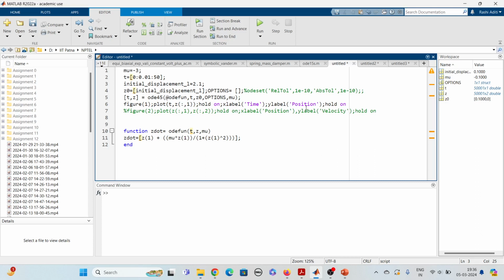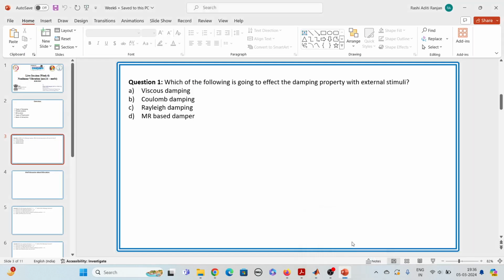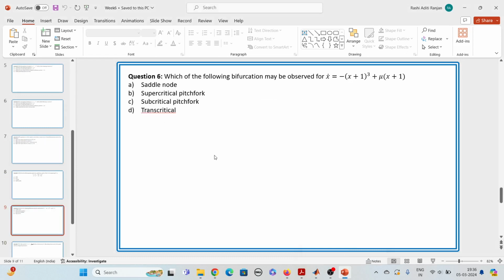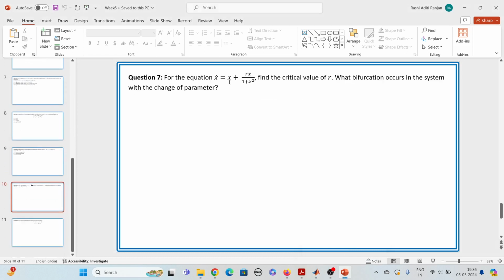If you see this equation, this is actually your question number 7. I'll share it in the PPT. In question number 7, you have x dot equals x plus rx divided by 1 plus x squared. If you remember, as I have discussed, with the change of parameters and the limiting value, my limiting value of r was -1. So my limiting value was -1.